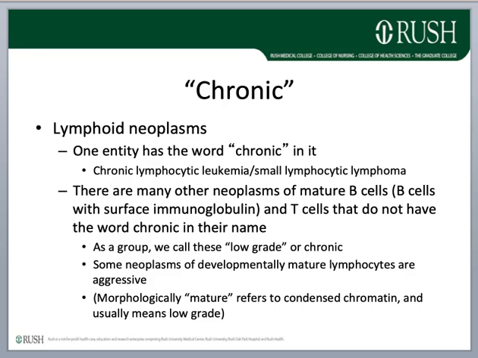Now, we can group these together as being low grade, which means that they behave in a somewhat indolent, chronic manner usually. However, some of these neoplasms that are composed of mature lymphocytes do behave in a more clinically aggressive manner. By the way, morphologically, we use the term mature to refer to those lymphoid cells that have a more condensed chromatin pattern that we see in normal small mature B and T lymphocytes. And usually when we talk about mature leukemias or lymphomas, that usually means that they're low grade.